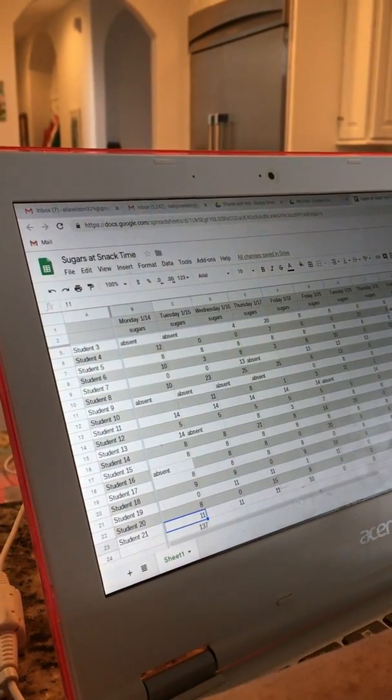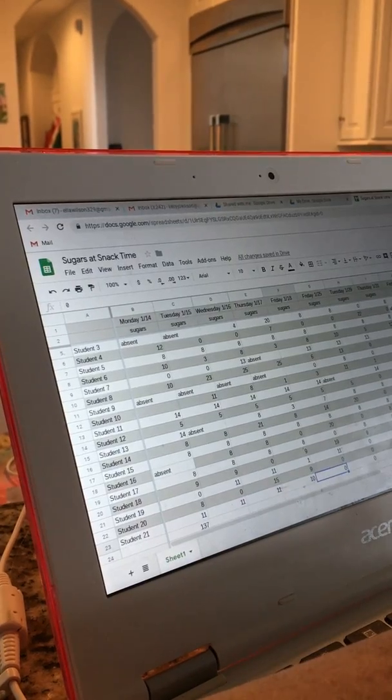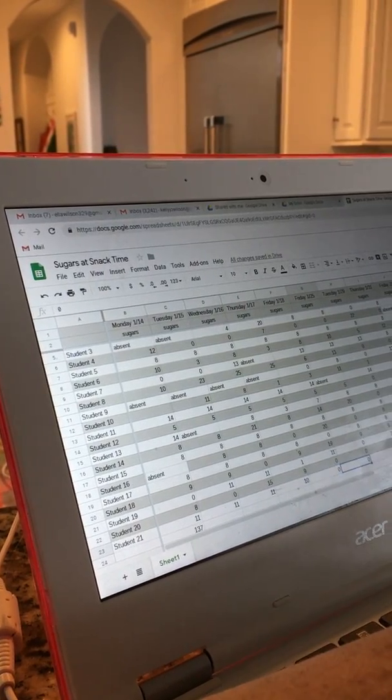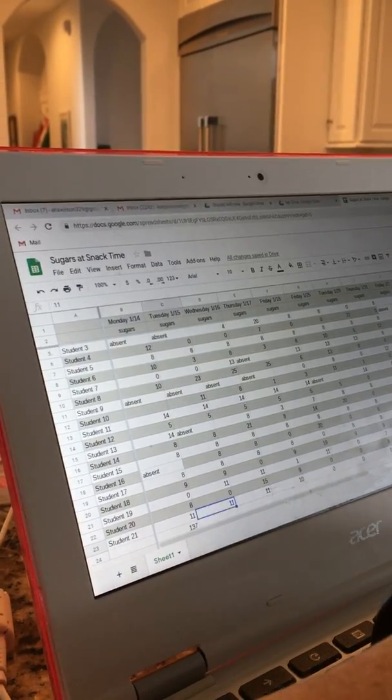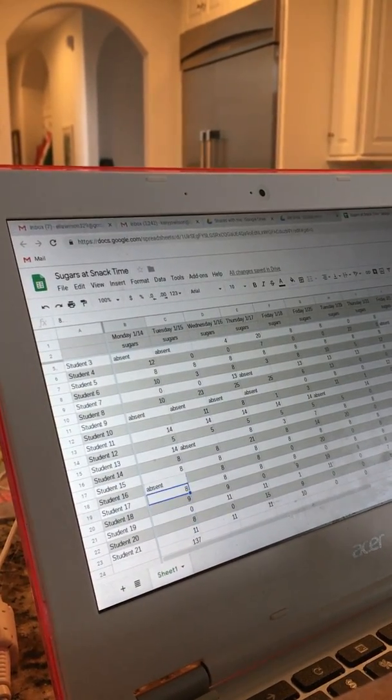Here's you. You were never absent. But you didn't eat snack. So what did we give you? 0. That's right. We put a 0. If they were absent, we wrote the word absent, right?